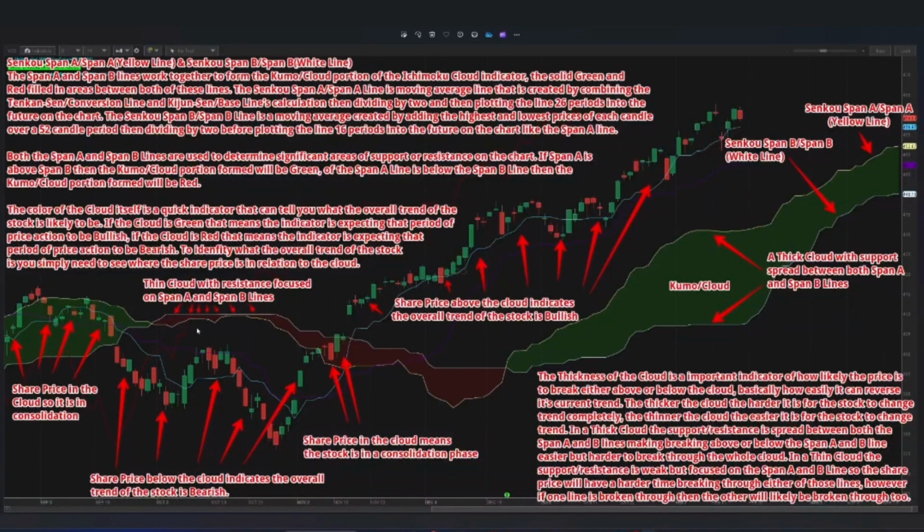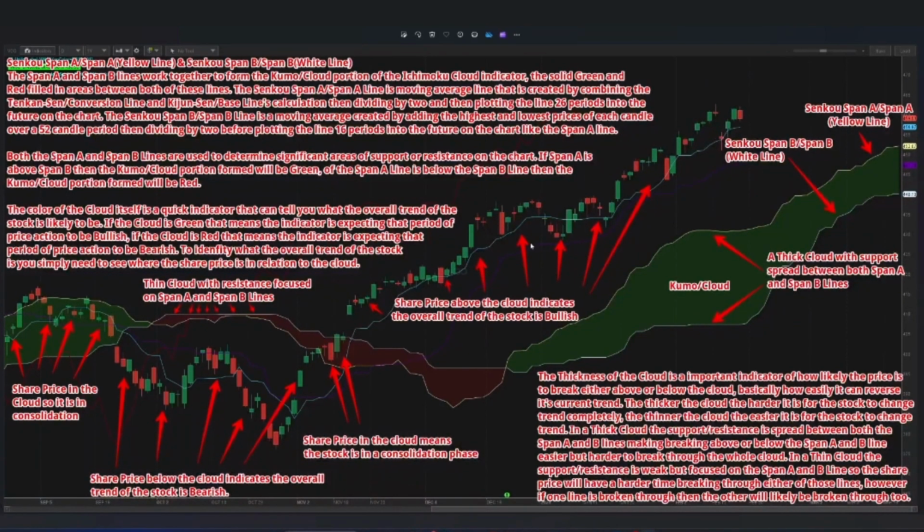In a thin cloud, you don't really have a whole lot of that support and resistance spread throughout the cloud. You have that support and resistance focused on the Span A and Span B lines. So in a thin cloud, the share price is going to have a much harder time breaking through either the Span A or the Span B line. But if it manages to break through either of those lines, that means there is a very good chance that it'll be able to break through the cloud altogether.